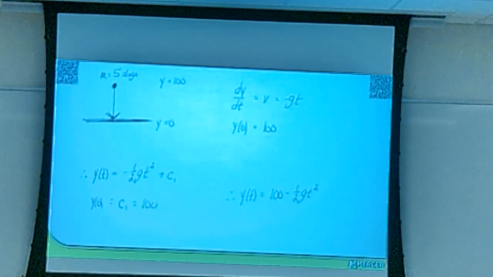And this is just re-deriving what should have been derived in intro mechanics. You should have derived your free fall model: y of t is y naught plus v naught t minus 1/2 gt squared. y naught is your initial height, v naught your initial velocity. It also wants us to find how long it takes to hit the ground.